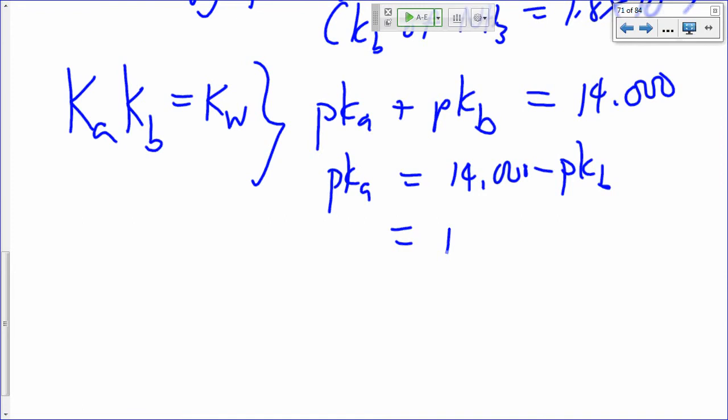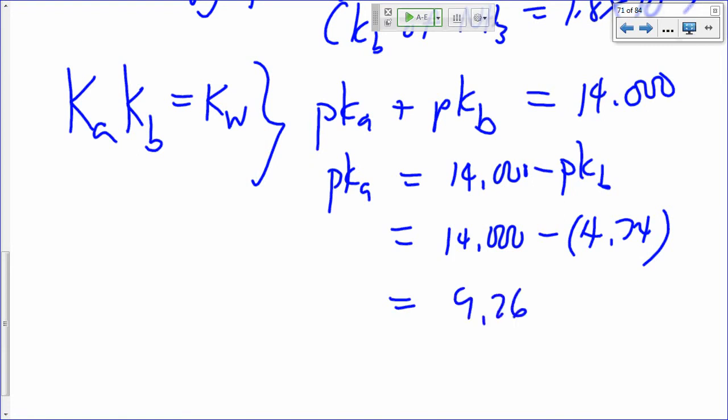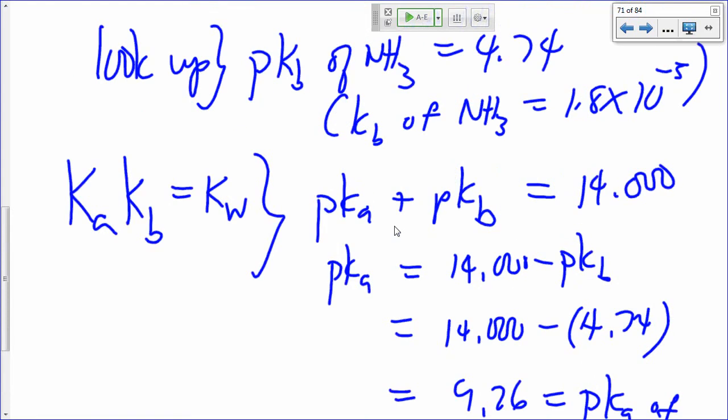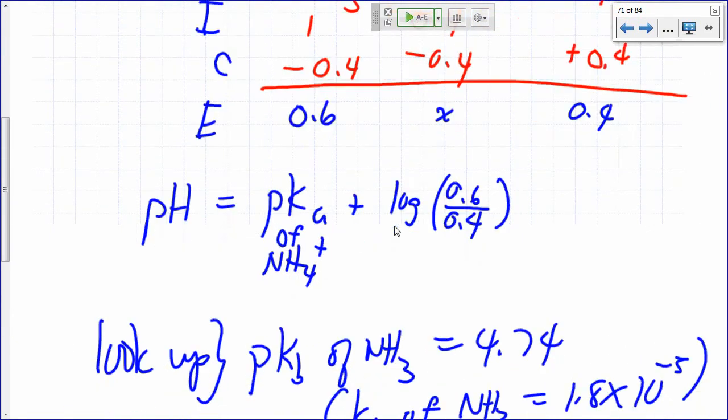Then that's 14 minus 4.74. So 14 minus 4.74 is how much? 9.26. So that's the pKa. This is the pKa of the ammonium ion. Right? That's what I plug in here. So what was it? 9 point how much? 9.26.